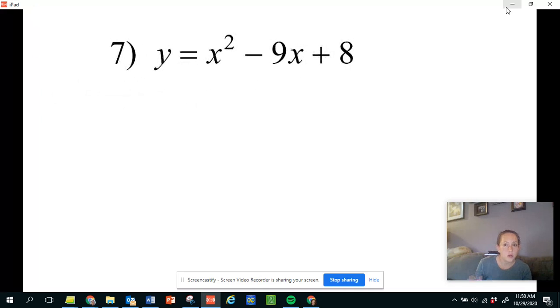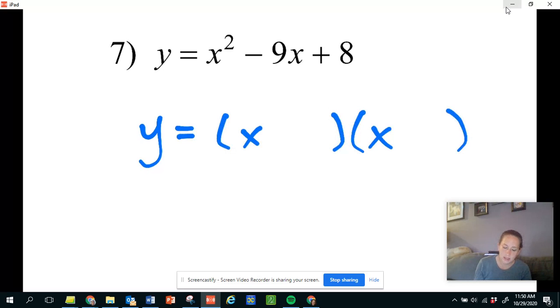This one, there's no greatest common factor, so I'm just going to go straight into factoring. I need to find two numbers that multiply to 8 and add to negative 9. So I'm going to list off the things that multiply to 8. I've got 1 and 8, 2 and 4. That is all. Nothing else will multiply to 8 unless you use fractions or decimals.